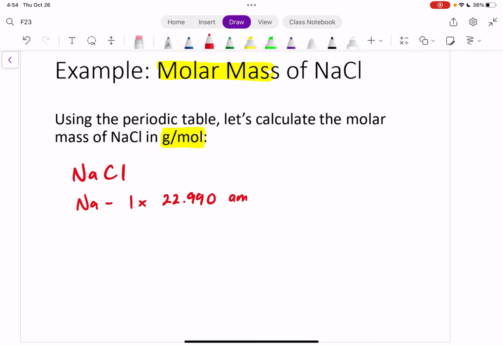We used to write AMU when we were doing formula mass. Now we're going to write grams per mole. Those are our new units for molar mass. But it's the same idea. In fact, this is the exact same thing you'd write down if you were calculating the formula mass. You would just have different units there.